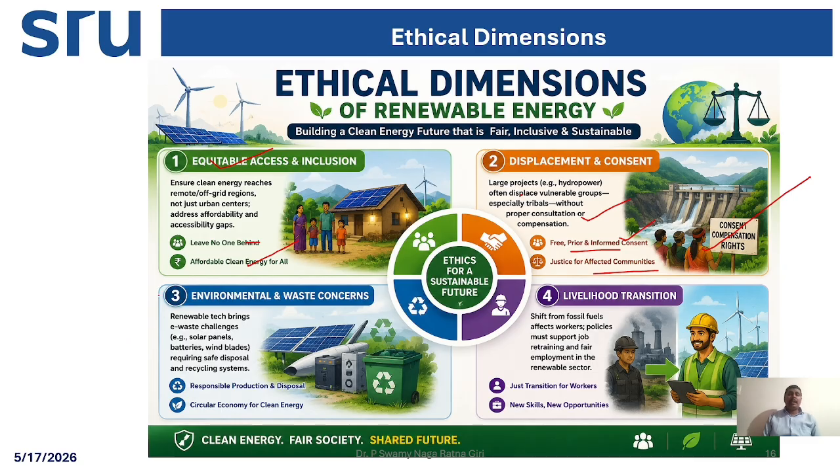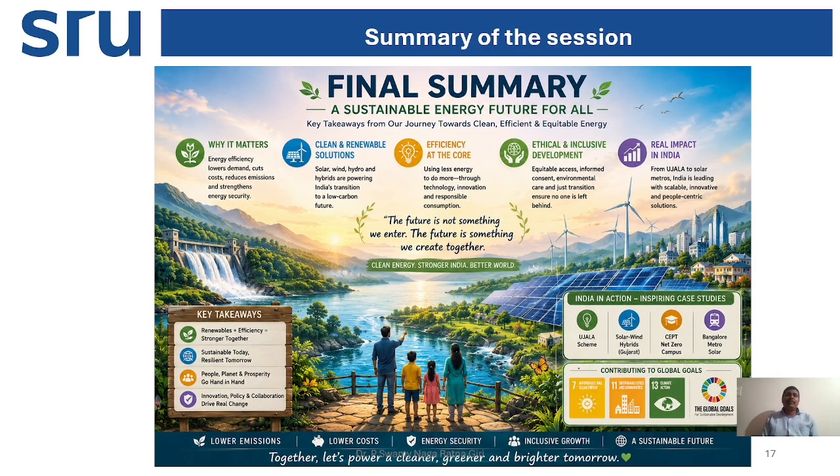Then environmental as well as waste concerns will be highly important. Whenever waste is generated, recycling and responsible production and disposal are also important for a circular economy. Livelihood transition is also important: shifting from fossil fuels affects workers, so policy must provide good jobs in the renewable sectors as well. These are some of the ethical dimensions that should be followed when thinking about renewable energy source systems. Next we have the final summary.